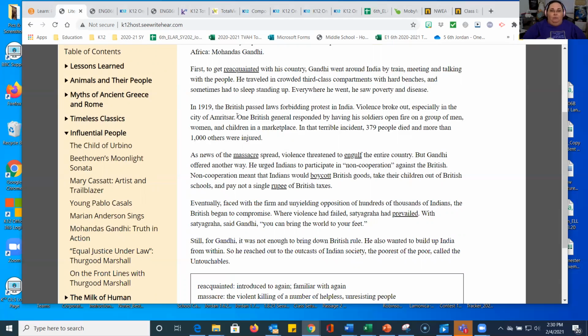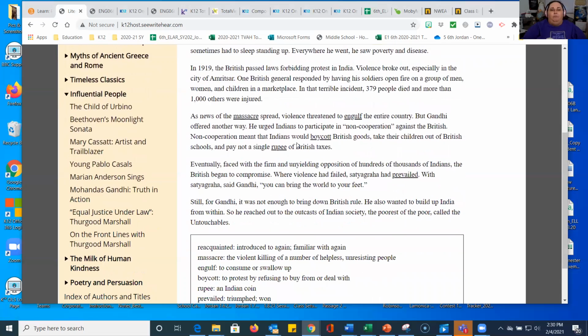In 1919, the British faced laws forbidding protest in India. Violence broke out, especially in the city of Amritsar. One British general responded by having his soldiers open fire on the group of men, women, and children in the marketplace. In that terrible incident, 379 people died and more than 1,000 others were injured. As news of the massacre, which meant violent killing of a number of helpless people, spread, violence threatened to engulf, or swallow up, the entire country.